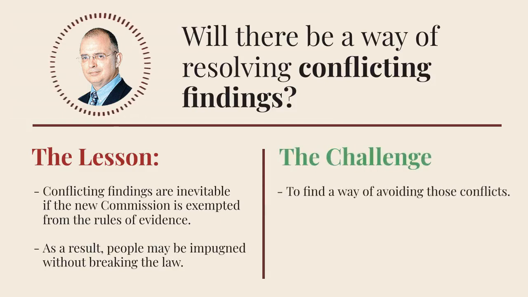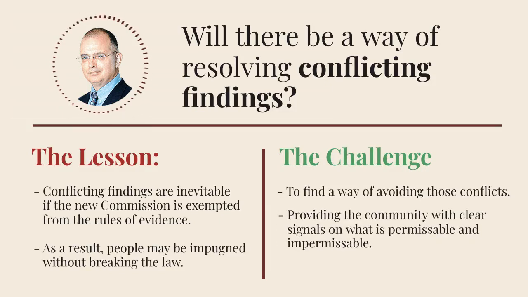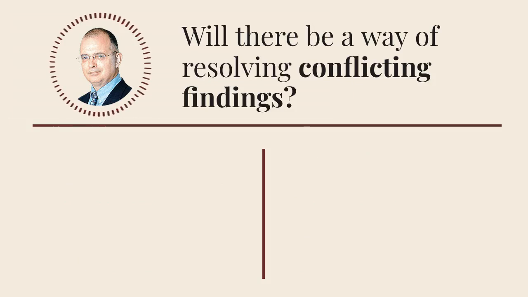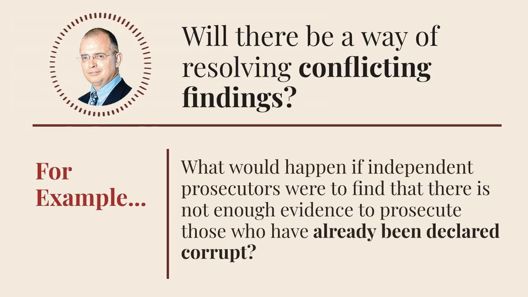The challenge is to find a way of avoiding those conflicts so the community receives clear signals about the sort of conduct that is permissible and impermissible. What will happen, for example, if independent prosecutors examine the material assembled by the new Commission and find there is not even enough evidence to prosecute those who have already been declared corrupt?